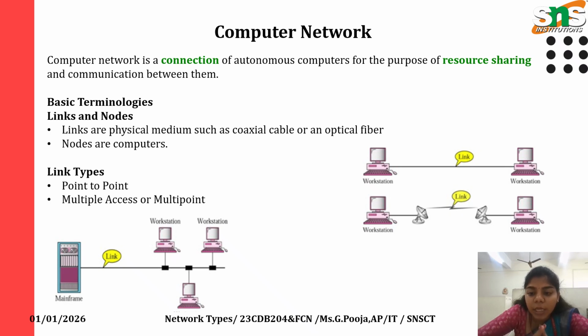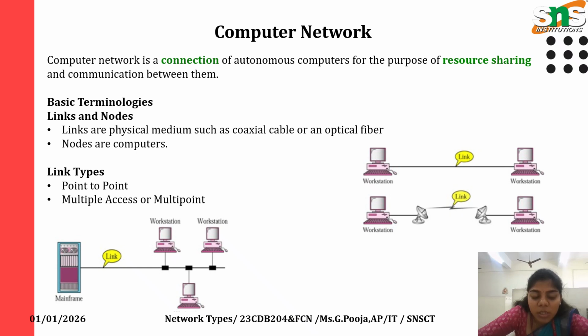When it comes to a computer network, it is a connection of autonomous computers for the purpose of resource sharing and communication between them. Data communication means sharing data, a piece of information that is shared between two entities, computers, or two people in general. But in computer networking, it is between workstations, computers, two devices, or the sender and receiver.